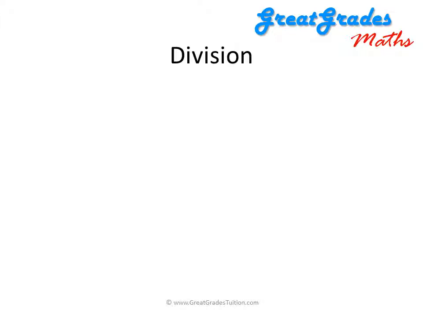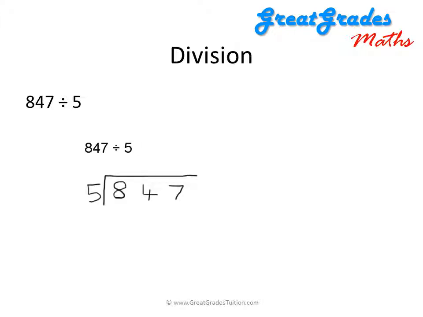So let's look at division now then, and how we can do this without using a calculator. Let's try to do this sum, 847 divided by 5, something that would be incredibly difficult for us to do inside our heads. So first of all, we set out the sum as follows, with the 5 outside the little box and the 847 inside.